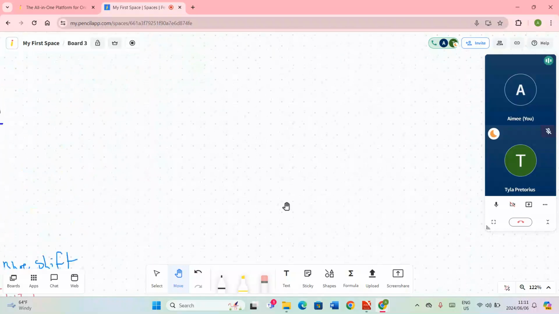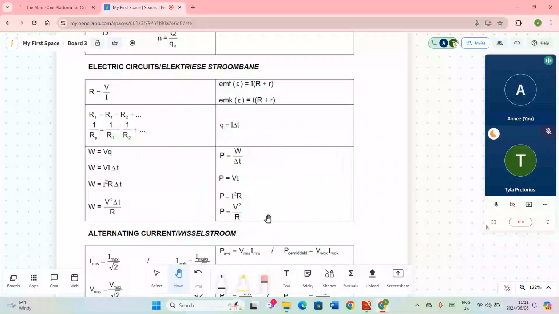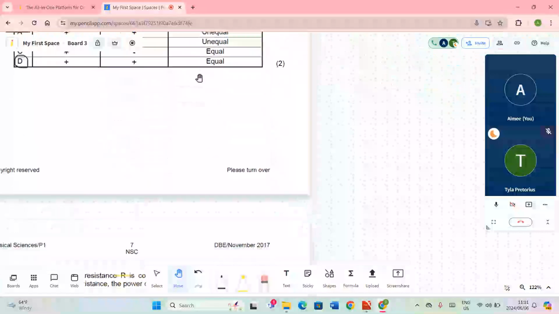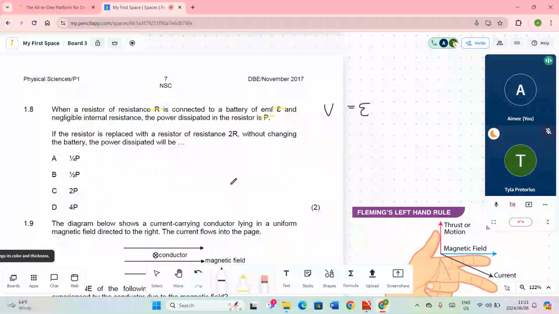So let's go to our formula sheet and let's see. Here's all your power formulas. You're looking for something that includes power, voltage, and resistance. And bingo, there's your answer. So we go back, and we say, okay, cool. Well, our formula is P is equal to V squared over R.